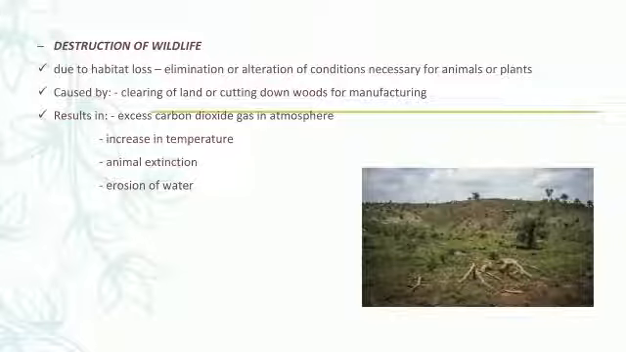Finally, the destruction of wildlife. This occurs when wildlife lose their habitat. Also, this occurs because of the elimination or alteration of the conditions necessary for animals and plants. This is caused by clearing of land or cutting down woods for manufacturing, and the destruction of wildlife results in excess carbon dioxide gas in the atmosphere, increase in temperature, animal extinction, and also erosion of soil.